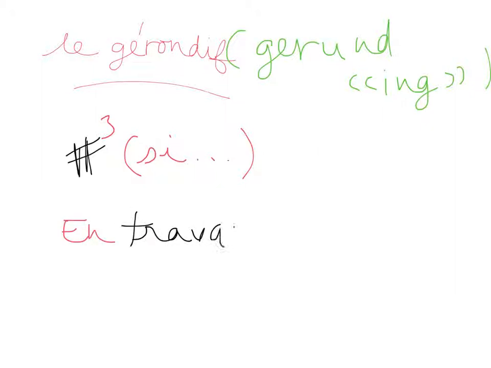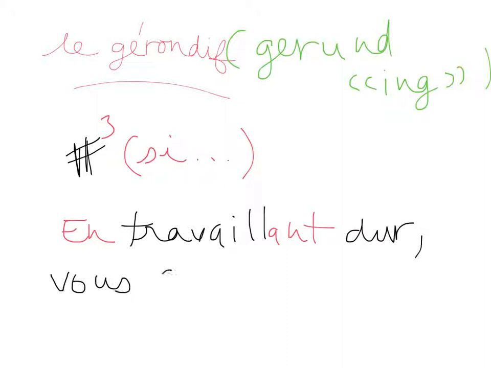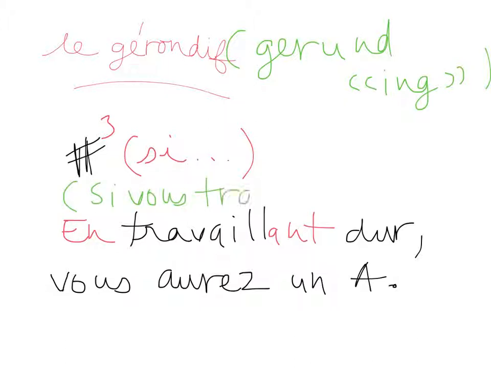En travaillant dur, by working hard, en travaillant dur, vous aurez un A. By working hard, you will have an A star. If you work hard, you will have an A star. Si vous travaillez dur. That's what it means. And this is it for the gerund.